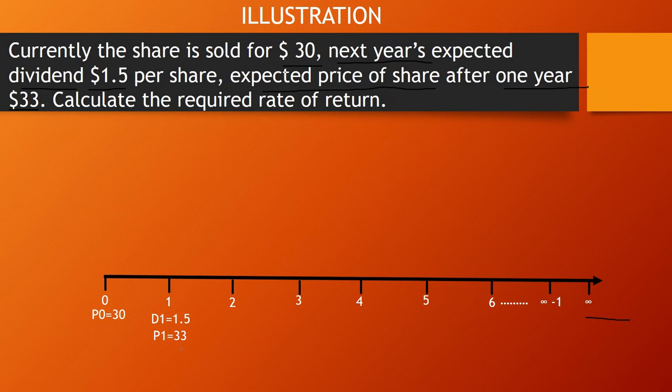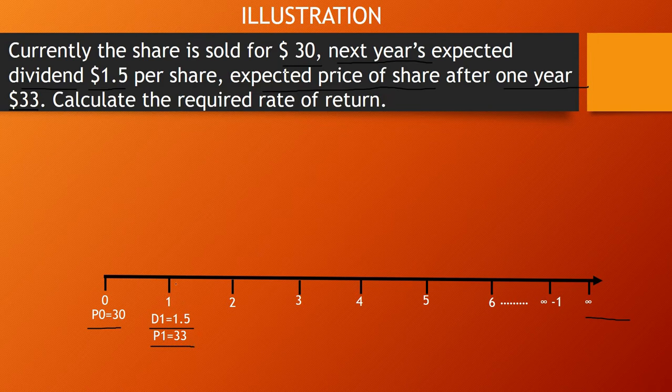It's up to you which method you are going to use, but all the methods are going to give you the same result. So don't get confused, there are different methods of doing the same question. So let's start with the first method. As I am already aware that P0 is 30, my D1, the amount that I am going to get at the end of year 1, is 1.5, plus I am also going to get the amount of $33 at the end of year 1.